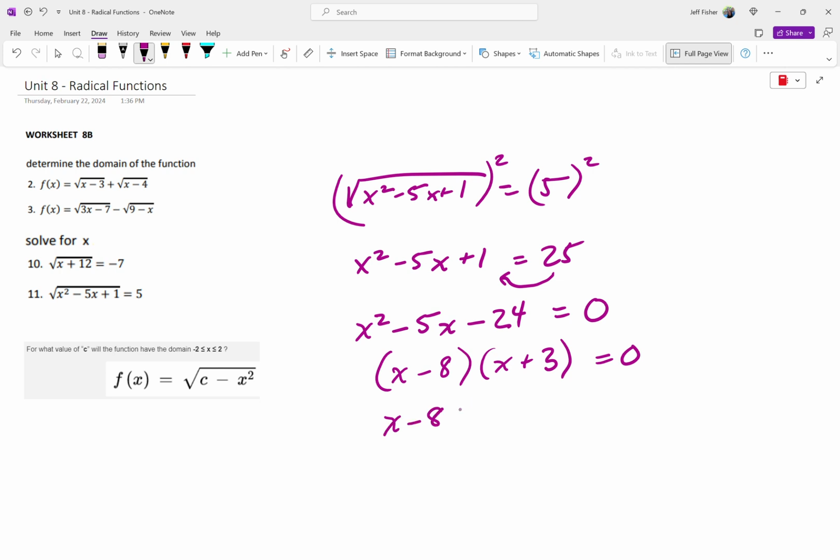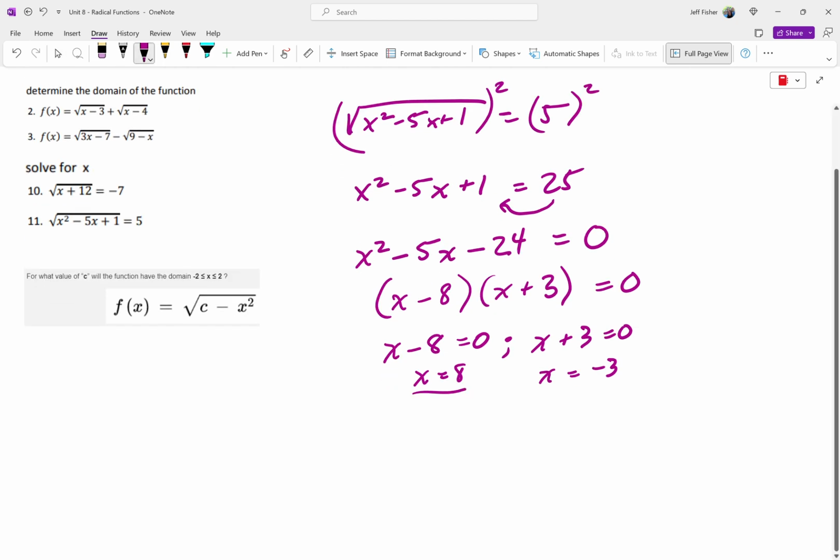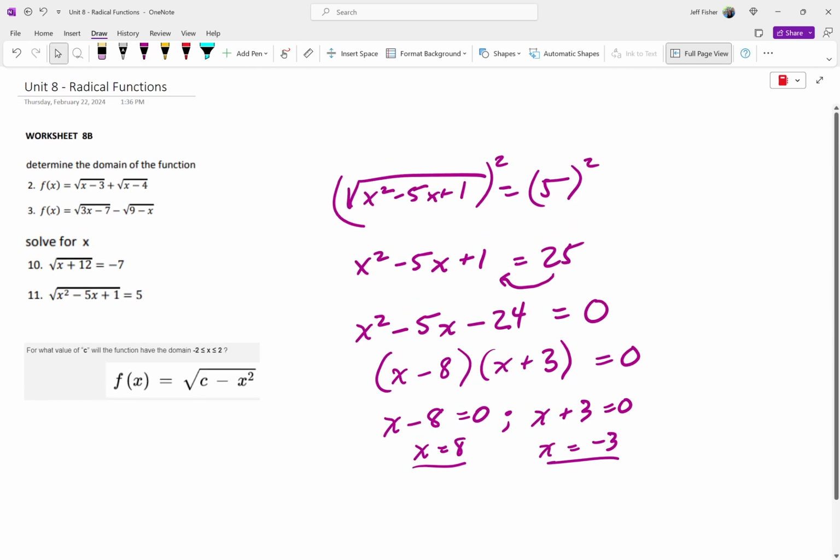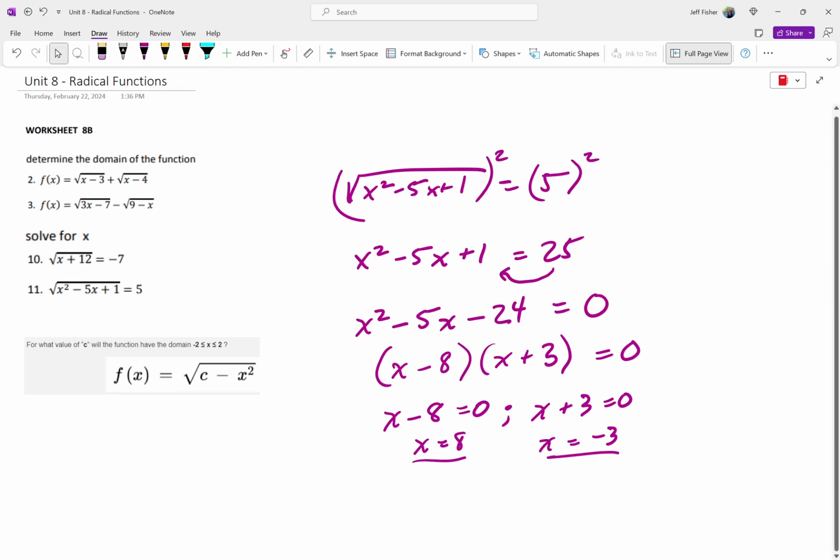So if we set x minus 8 equal to 0, we get x equals 8. If we set x plus 3 equals 0, we get x equals -3. These two solutions, x equals 8 and x equals -3, we need to double check and plug them both in and make sure that they're going to work for us in the original radical, and they will. 8 squared, 64, minus 5 times 8, 40. 64 minus 40 plus 1 is definitely 25. So the 8 works.